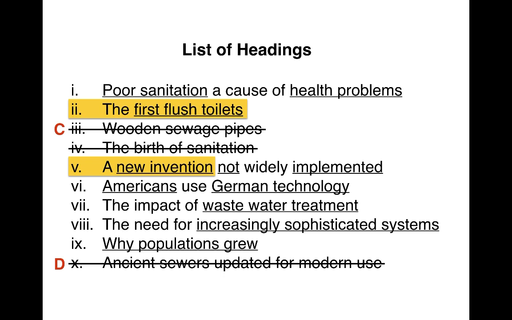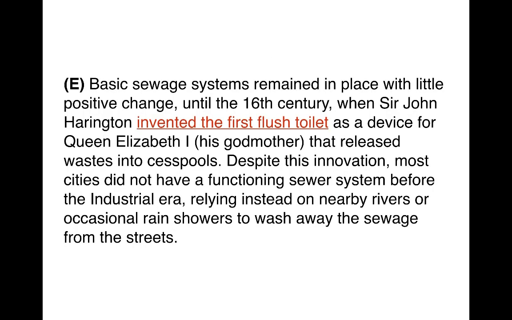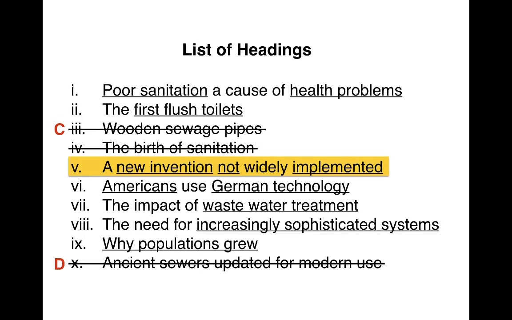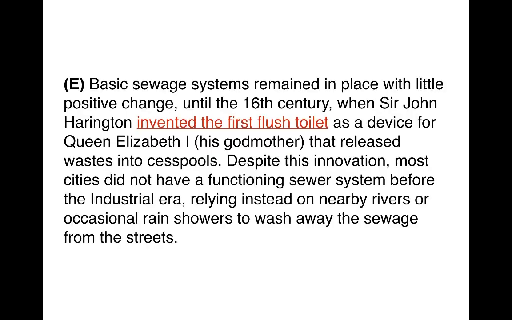They would be confused. They would probably choose heading 2 because of the clear keywords first flush toilets. However, the correct answer is in fact heading 5, a new invention not widely implemented. Let's look first at why that one is correct, and then we'll look at why number 2, the first flush toilets, was wrong. So heading 5 is correct because a new invention, we've got invented the first flush toilet, and then if we quickly check back, not widely implemented is the same as despite this innovation, most cities did not have a functioning sewer system.